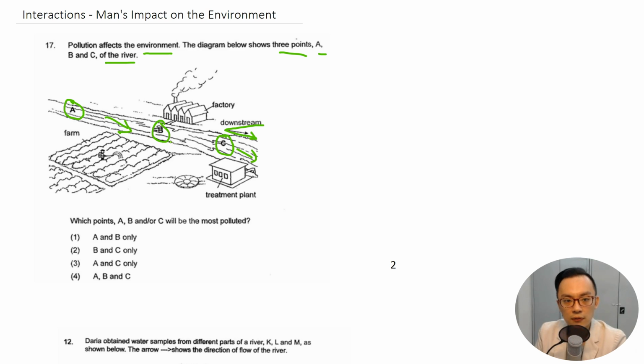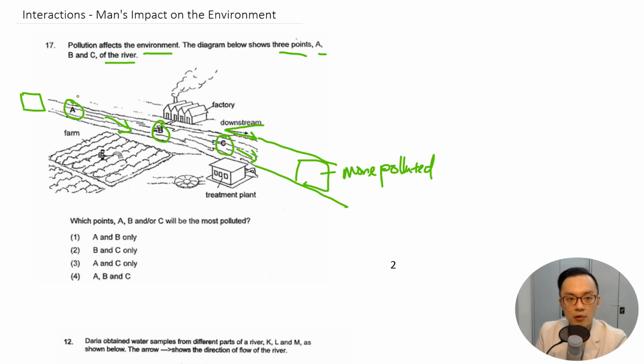So pollution will travel downstream. So this part will be more polluted than this part of the river. If you imagine the river going down some more, this is going to be more polluted than this part because the water travels downstream.